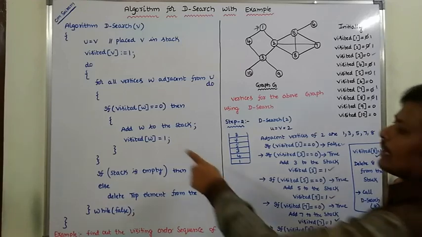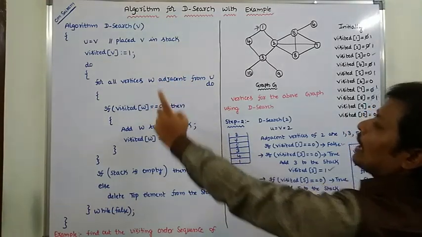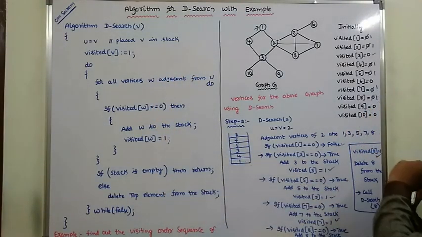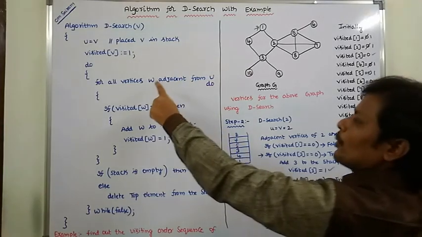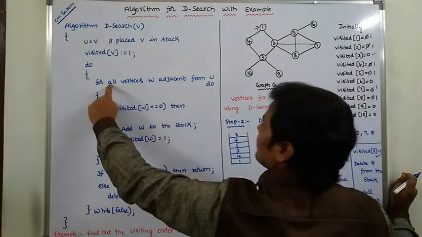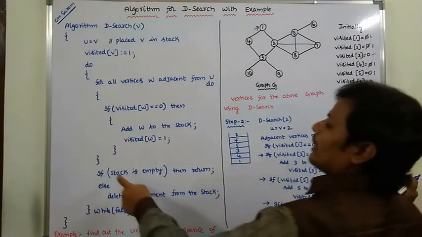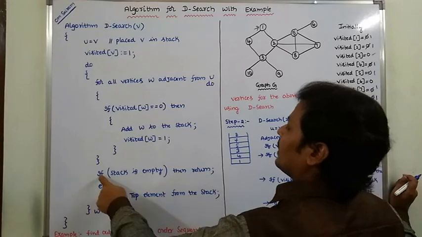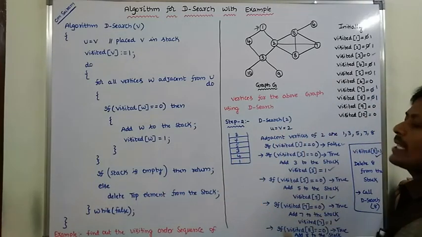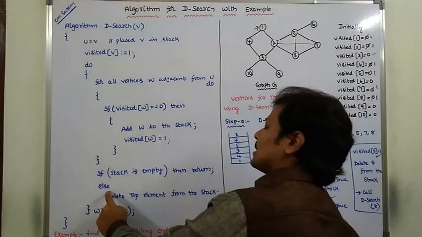Again control goes to the for loop. There are no adjacent unvisited vertices. 1, 3, 5, 7, 8 all are completed. There are no adjacent vertices for U, so this condition is false. The control goes to the statement after the for loop. Now control goes to this statement: if stack is empty? No, stack is not empty.